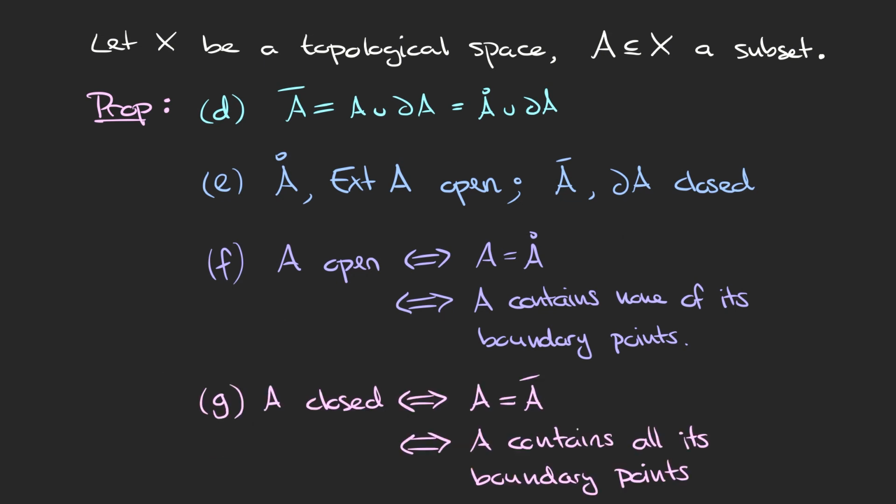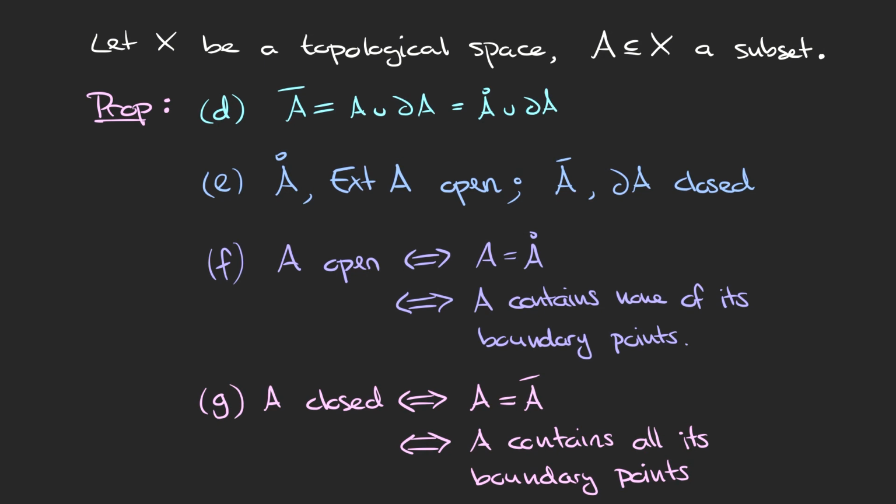The final part of this proposition is the corresponding statement for closed sets, and it states that a subset of X is closed if and only if it's equal to its closure. And this is also equivalent to the fact that the set contains all of its boundary points. The proof of this statement is pretty much dual to the previous one, where one just considers the complement of everything. Before concluding, I'd like to remark that these statements F and G are really useful in practice.